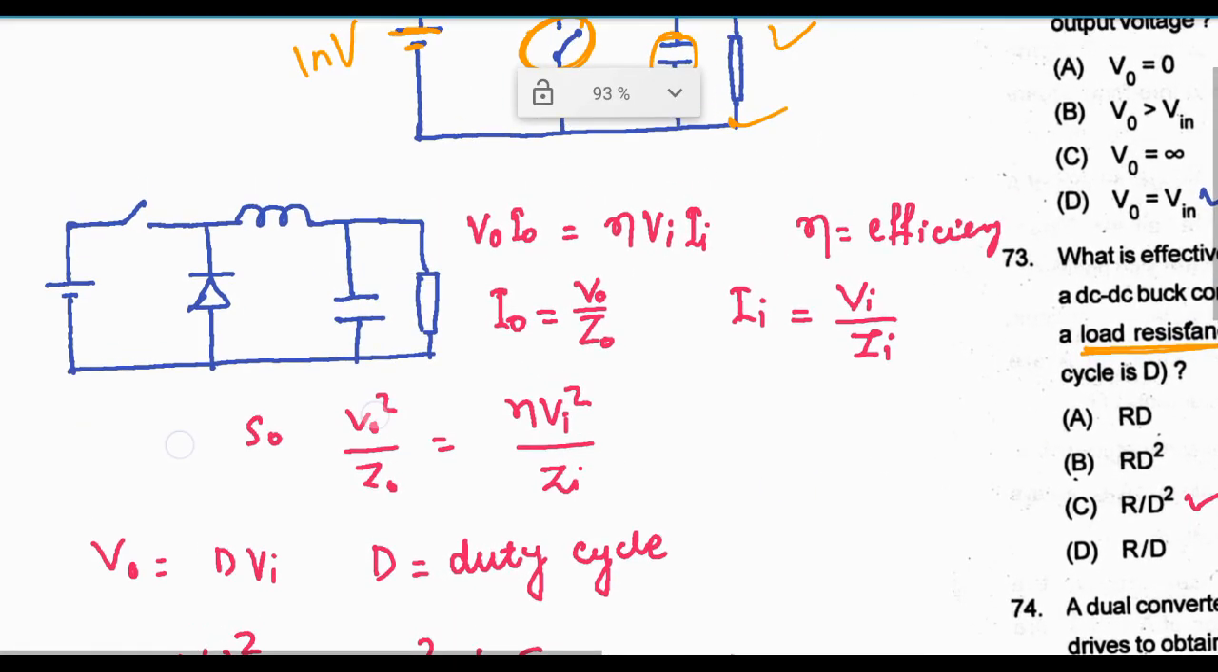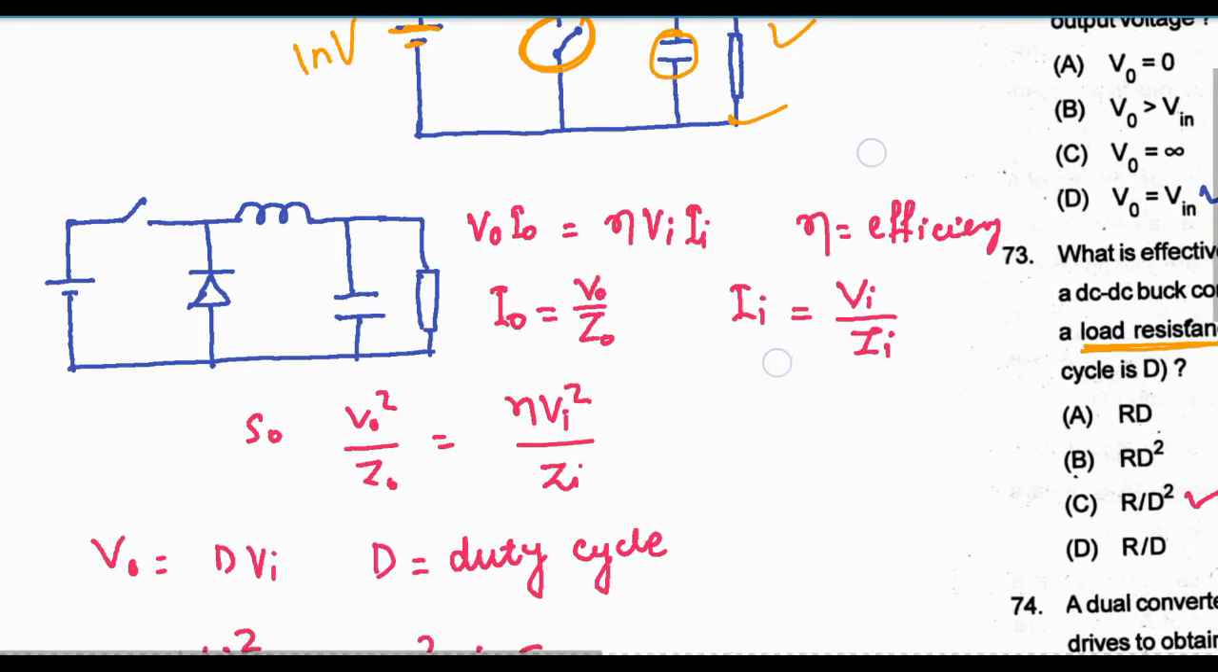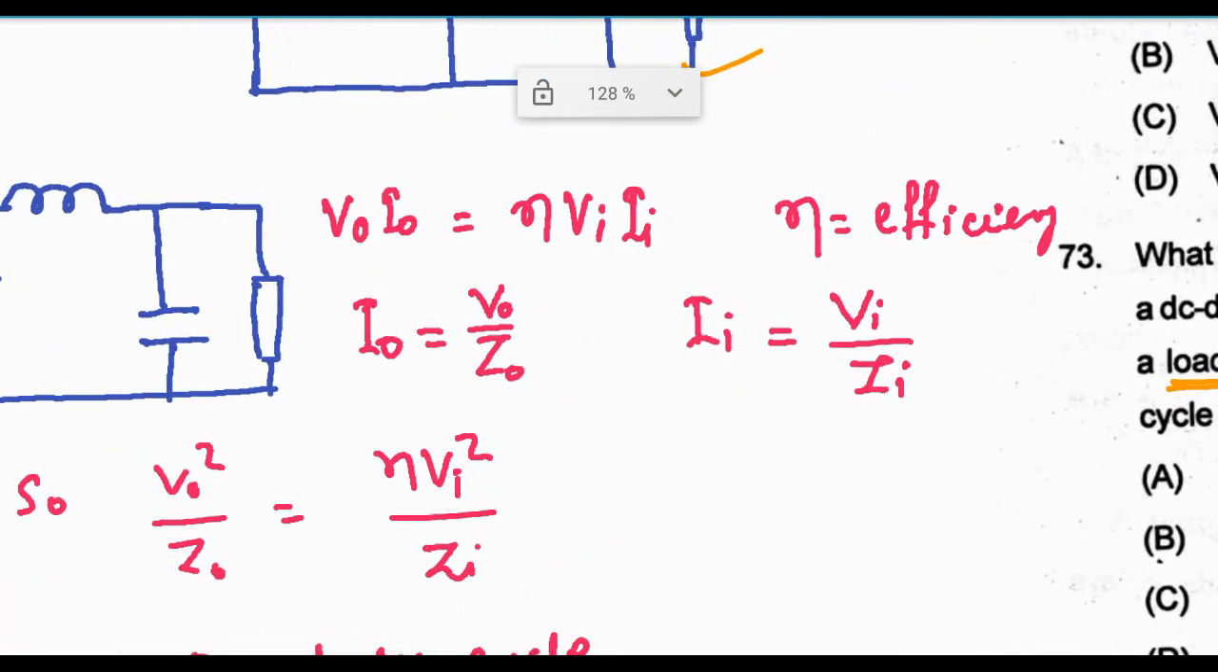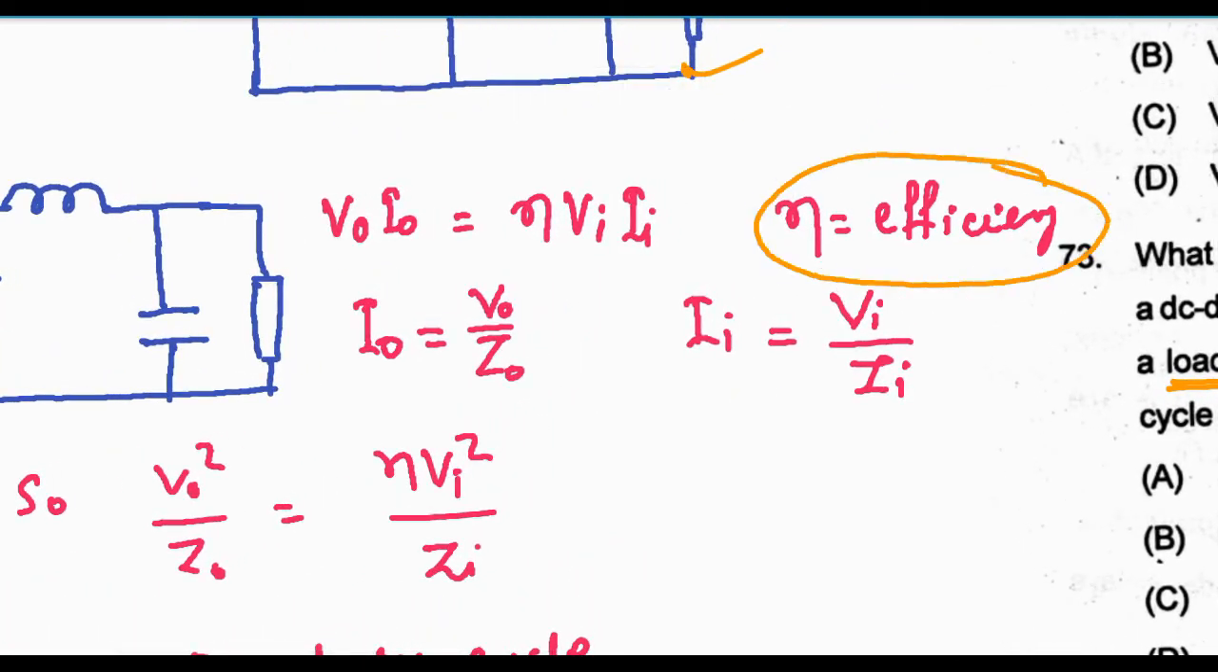So here DC to DC buck converter is given, and if we consider the efficiency of that converter to be nu, so what will be the output power, that is V output into I output is equal to efficiency into V input into I input, and we know that I naught is equal to V naught by Z naught, and Z naught here is the output impedance, and Zi here is the input impedance.